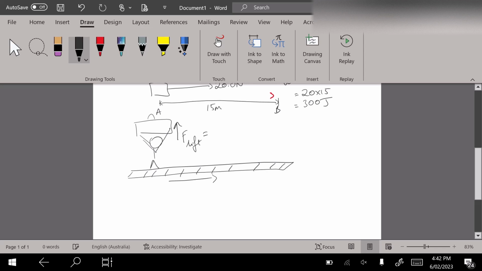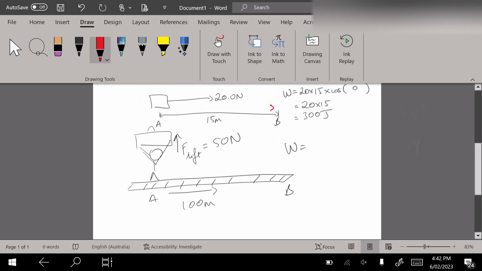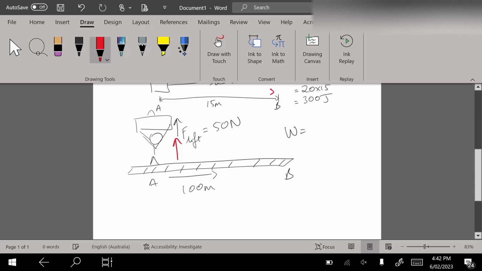Let's pretend, just for the sake of argument, it's 50 newtons. This person moves from A to B, a distance of, let's say, 100 meters. Well, what's the work done? Let's think about it for a second. One vector is pointing this way, that's the lift force, and the displacement vector is pointing to the right. So they're at 90 degrees. The work done would be 50 times 100, that's Fs, times cosine of 90 degrees. Now that's 0. So the work done here is 0.